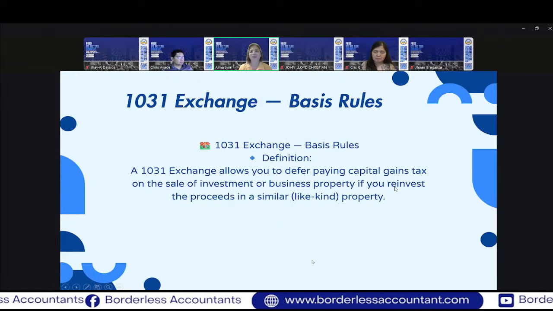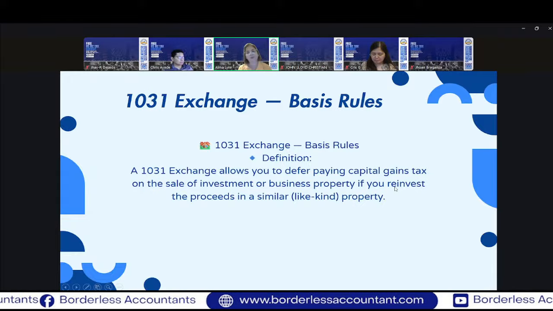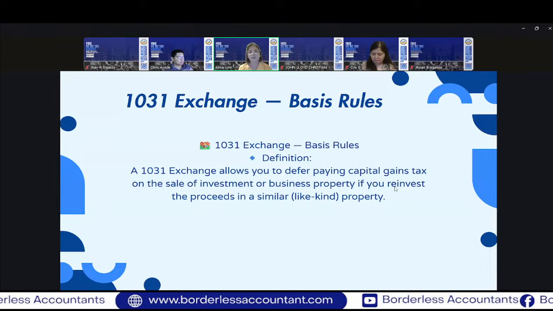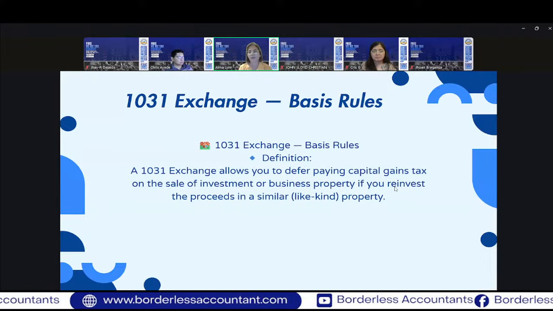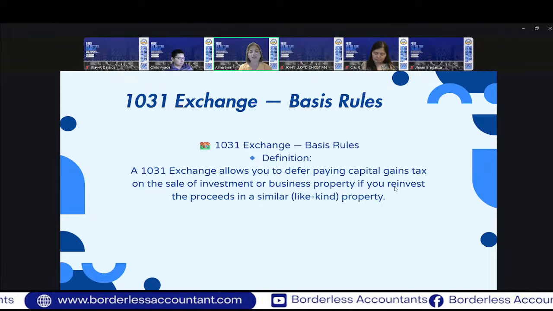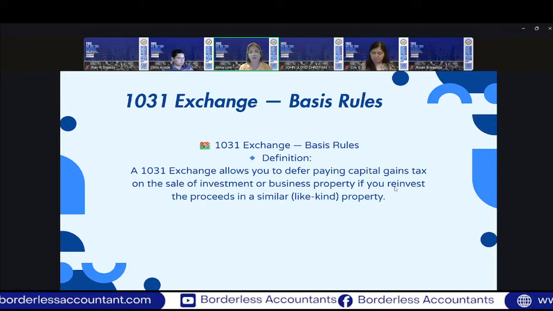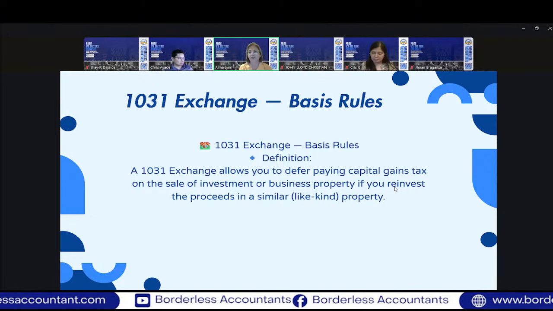So, 1031 exchange basis rules. The 1031 exchange definition is that the exchange allows you to defer payment of capital gains tax on the sale of investment or business property if you reinvest the proceeds in a similar or like-kind property.